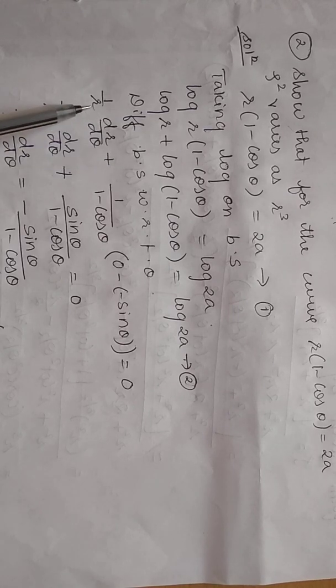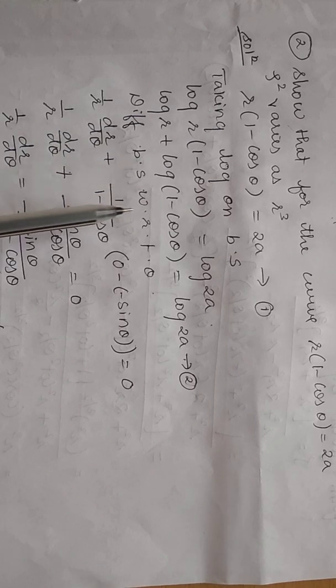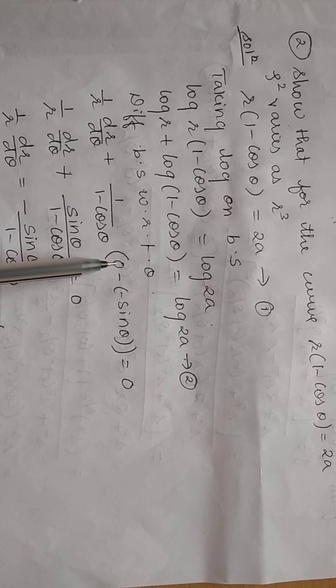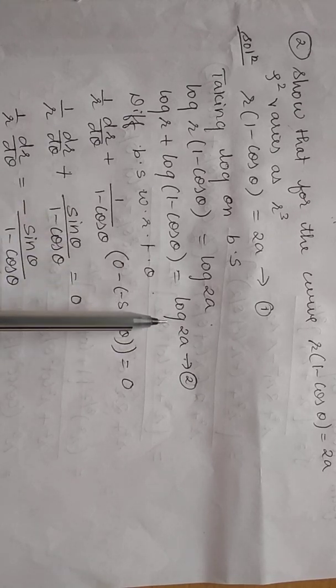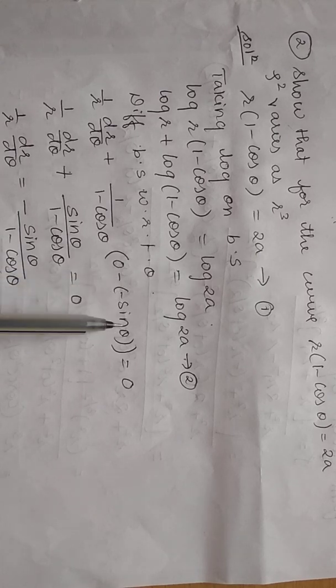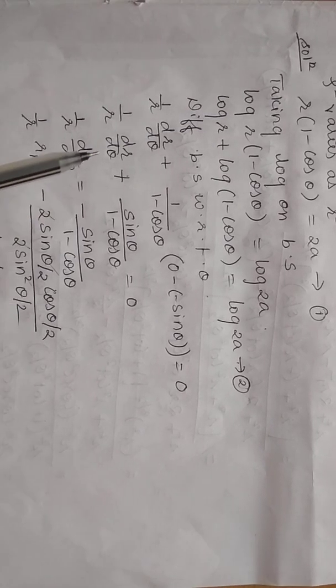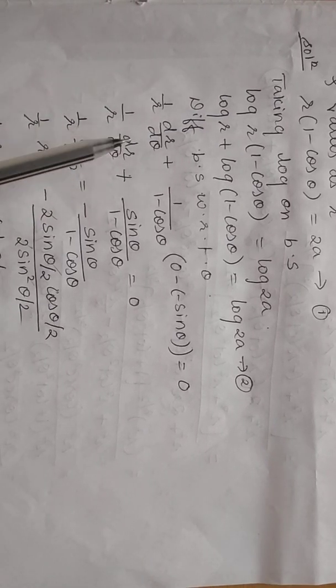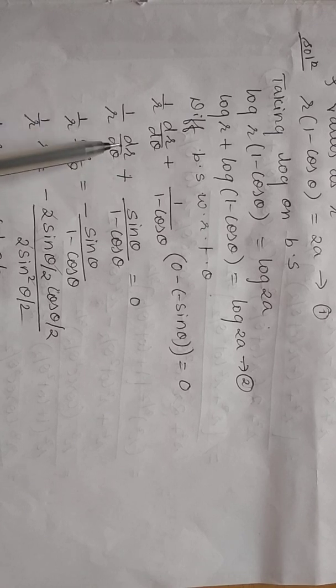Log r derivative is 1 by r into dr by d theta, plus log u derivative is 1 by u into differentiation of u. Differentiation of 1 is 0, minus differentiation of cos theta is minus sin theta. Derivative of log 2a is 0. Hence 1 by r into dr by d theta, minus of minus is plus sin theta upon 1 minus cos theta equals 0. Are you going to write this as cot phi? No, we cannot write it. We are finding r1, so you keep this as it is.